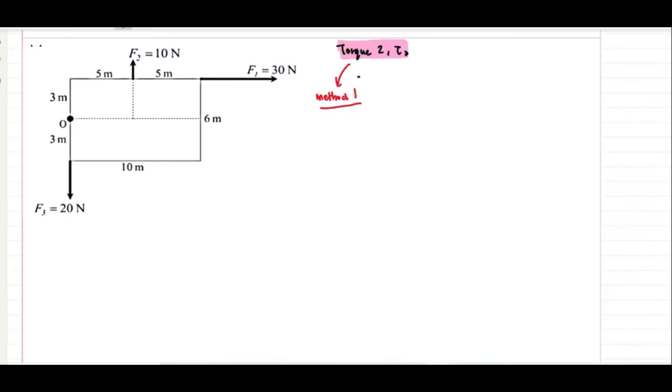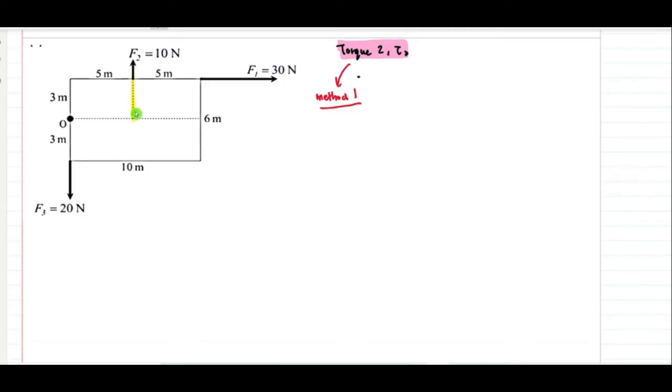Sebab itu mungkin awak tengok, ada kawan awak A buat macam ni, kawan awak B buat lain, kan? Okay, so untuk torque 2, look at here, we have F2. So this is F2 equal to 10 Newton. Macam biasa, saya akan extendkan line of force F2. Saya akan guna color kuning.